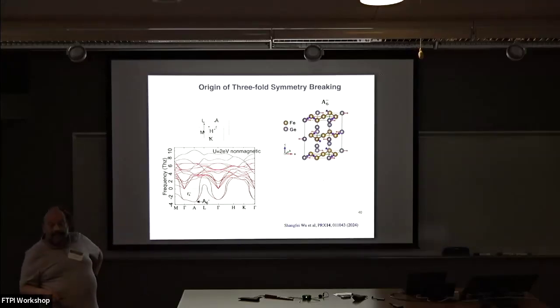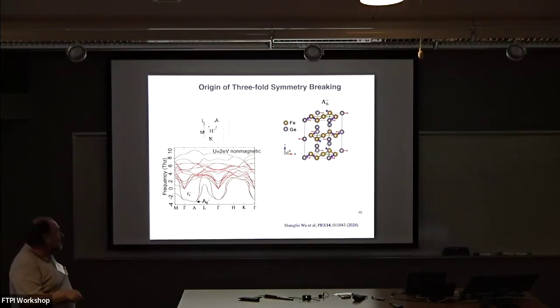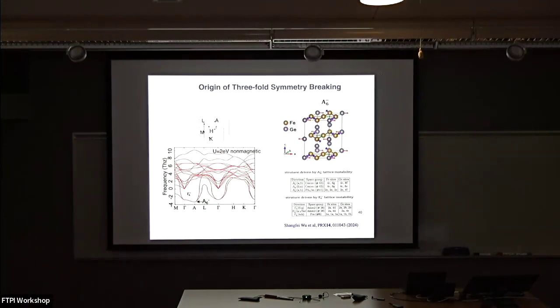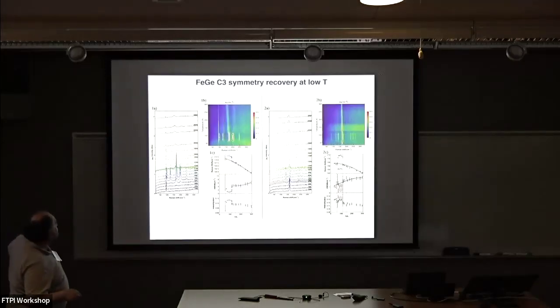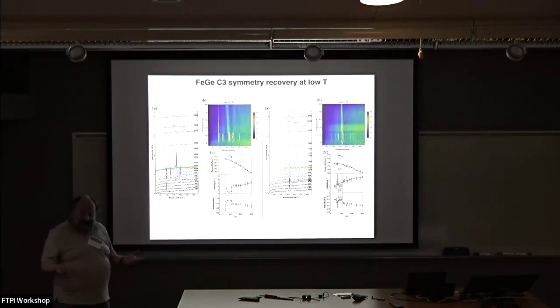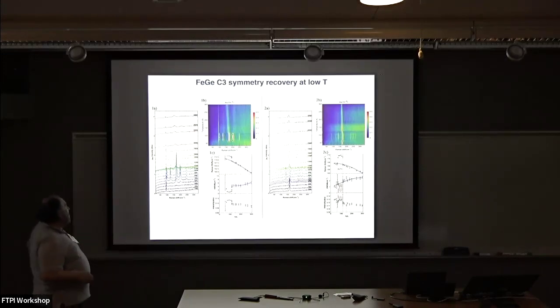So the ordering wave vectors are the endpoints, like in the previous compound? No, this ordering vector is A6 minus in this case. The A point doubles the unit cell, and then 6 minus gives you this patch. That by itself is kind of non-trivial. And then let me get to the punch point: the fact that we see this broken C3 symmetry is because we see the splitting of the E mode. The E mode splits in two modes. I rushed that part, but it's clearly seen in the data.